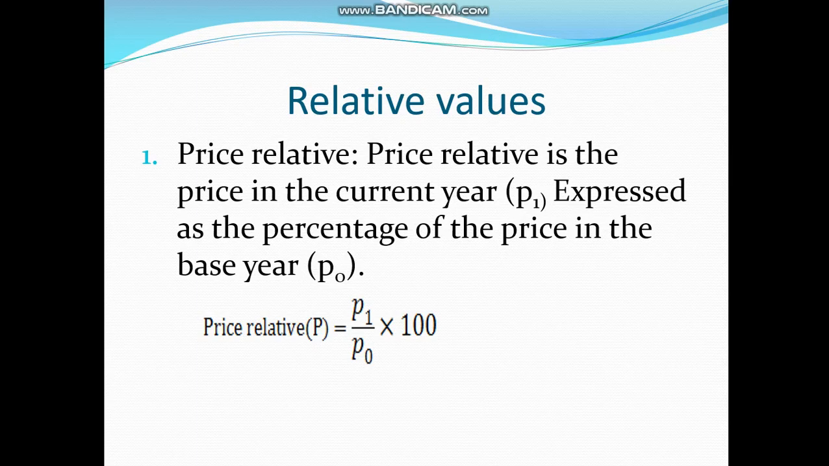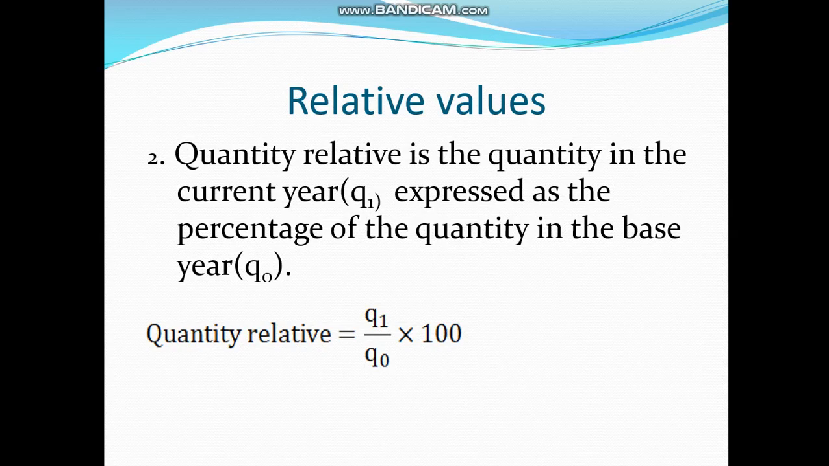In the same gold example that we took, P1 would be the price in 2020, which is 4,200, let us consider. Then the price in the base year, that is the price in 2019, let us consider 2,800. Then price relative would be 4,200 divided by 2,800 into 100. So that will give the price relative P.